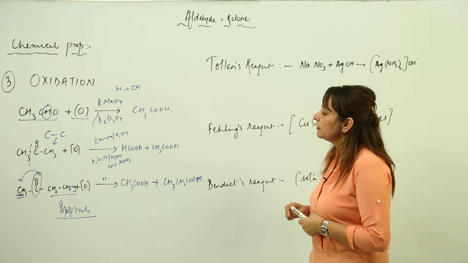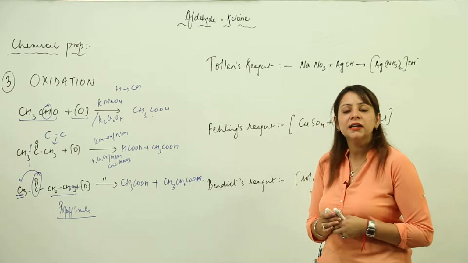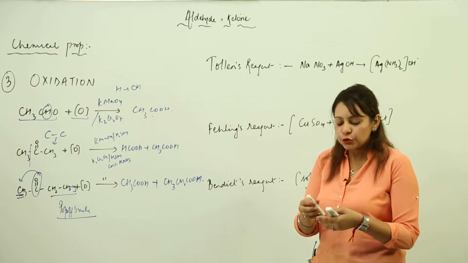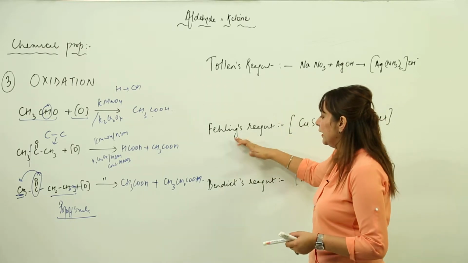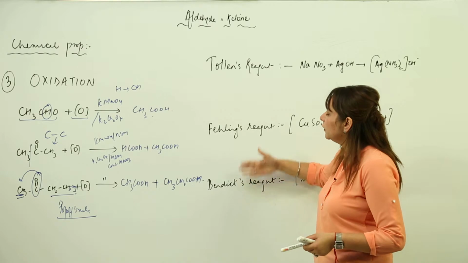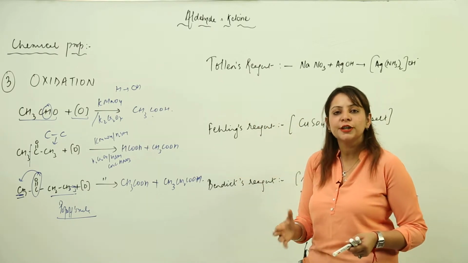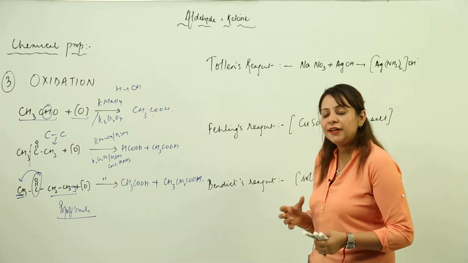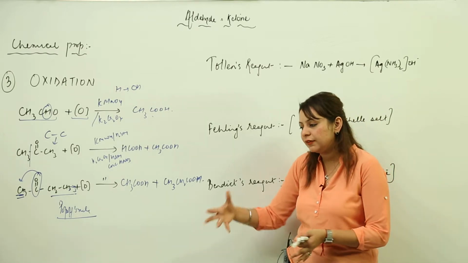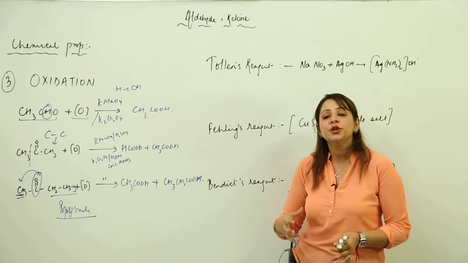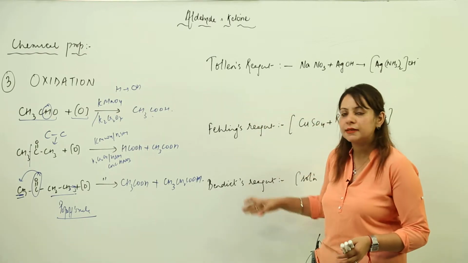Right. So as I told you, aldehydes undergo oxidation very easily. They undergo oxidation with mild oxidizing agents also, like Tollens, Fehling's and Benedict's. These are the tests you can use to distinguish between aldehyde and ketone. Whenever you get a sample and you need to distinguish whether the given compound is an aldehyde or a ketone, you can follow any of these tests.